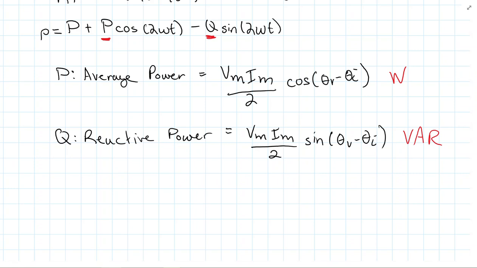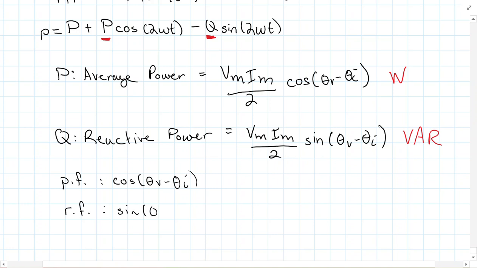And the other two things we had here was that the power factor, PF, was cosine of theta v minus theta I. And then we have the reactive factor, which is sine of theta v minus theta I.